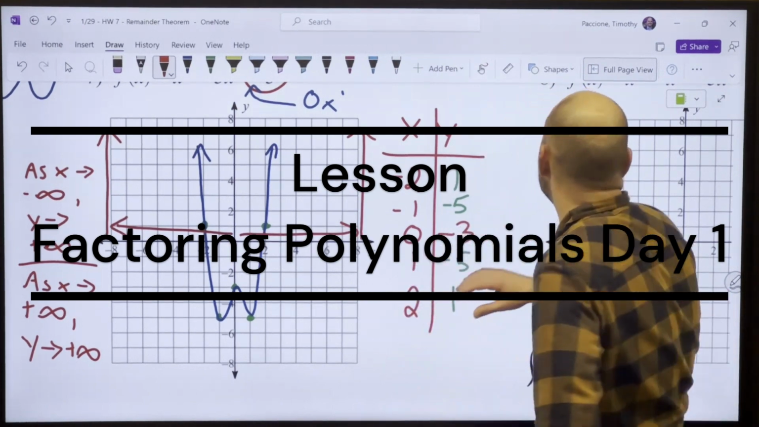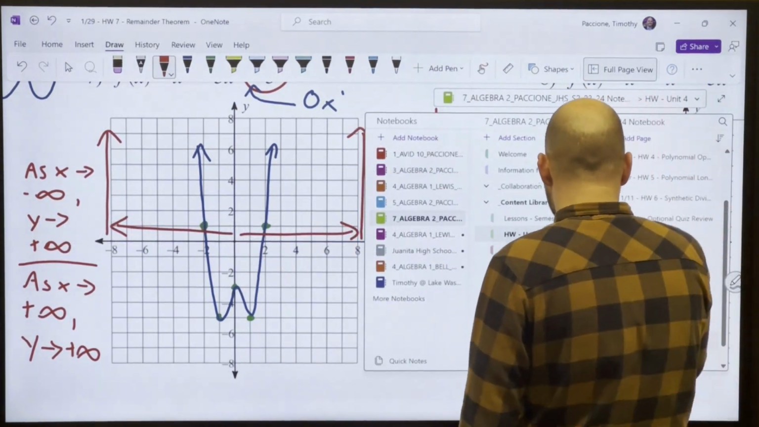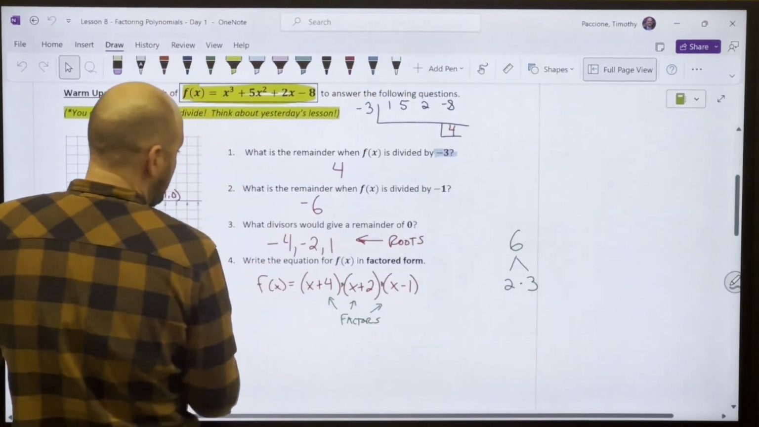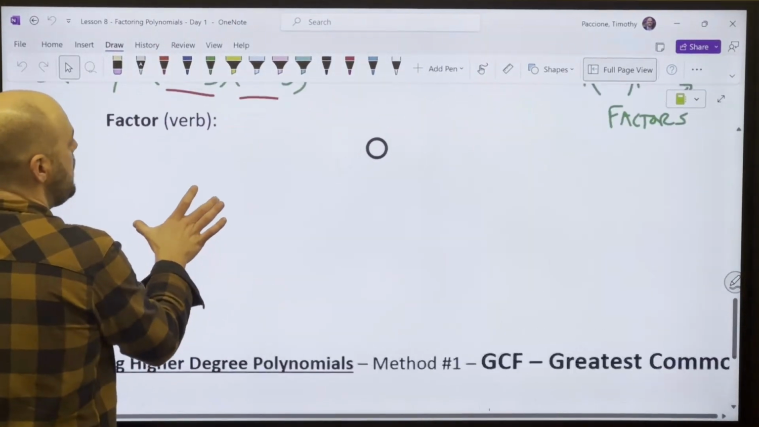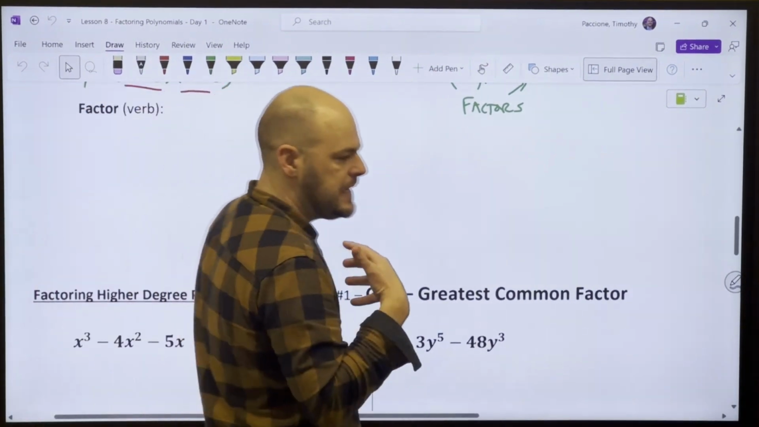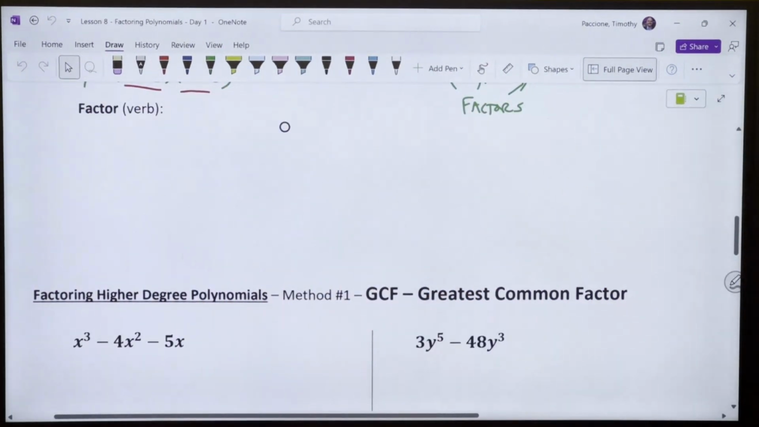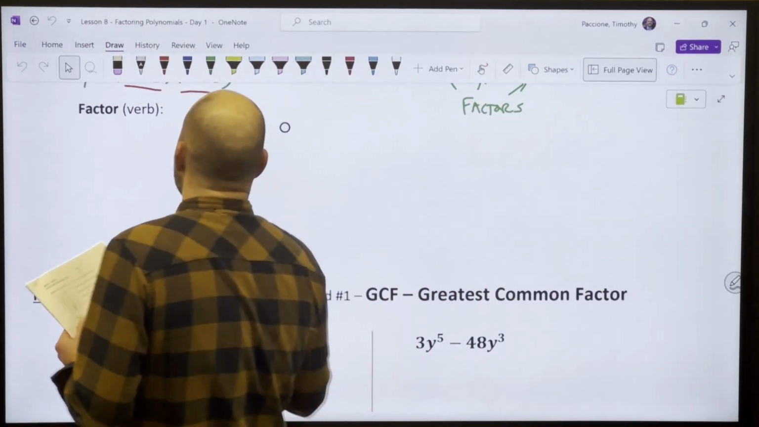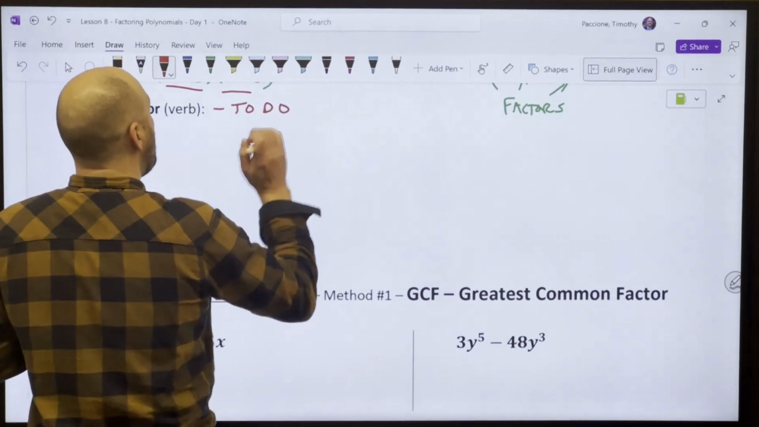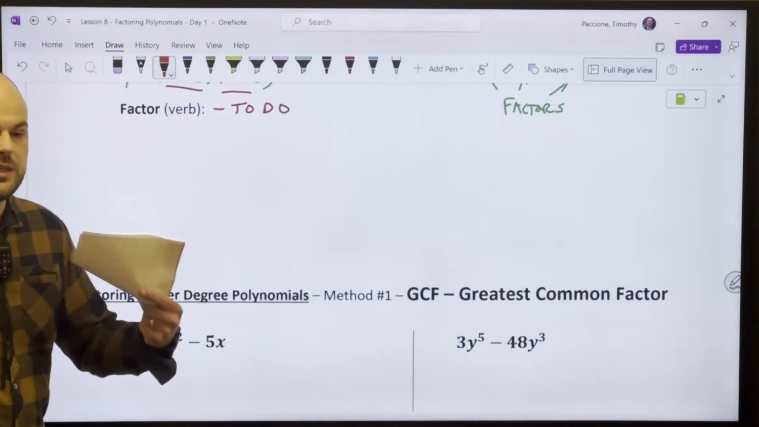All right. So, lesson. Let's go back to that word factor. Let's hammer this home. Factor as a verb. A verb is something that you do, right? It's an action. So if I tell you to factor as an action, I'm asking you to do the factoring, right? So that's the one I'm talking about right now, the verb, which is to do. When we factor, this is what we're doing.